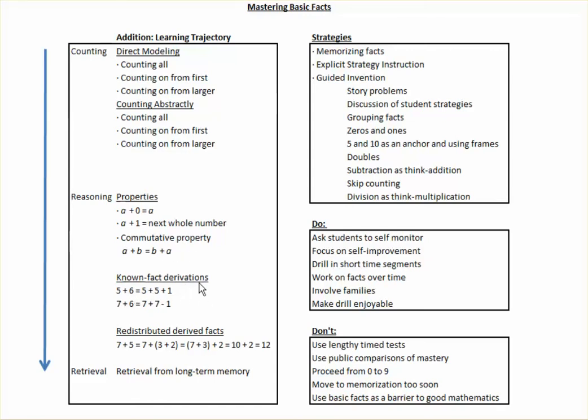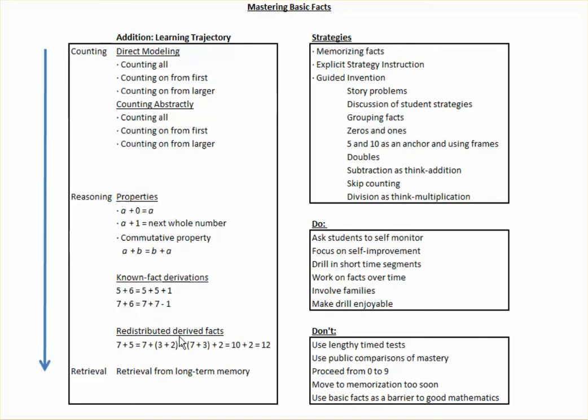Some known fact derivations means maybe they perhaps know some doubles, like 5 plus 5 is 10. So if they're trying to figure out 5 plus 6, they say, oh, well, 6 is just one more than 5, so it's 5 plus 5 plus 1. It's 10 plus 1. It must be 11. Or maybe they go down. 7 plus 6 is the same as 7 plus 7 minus 1.